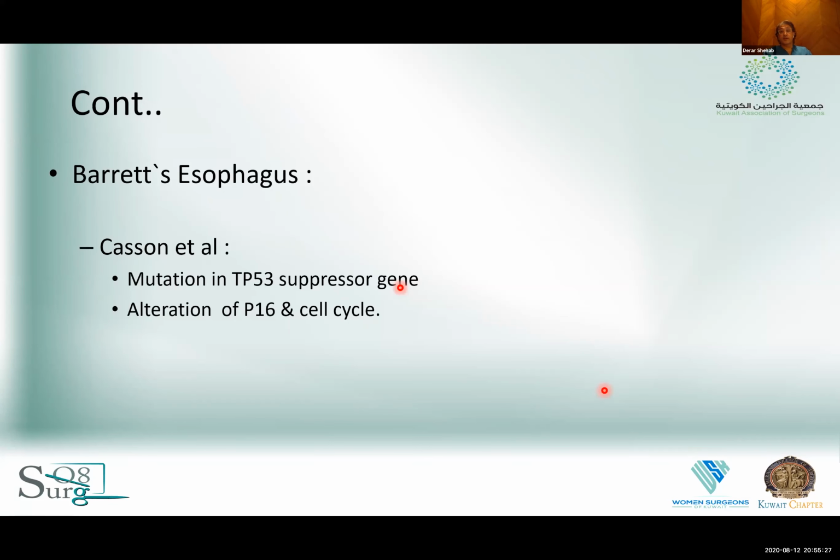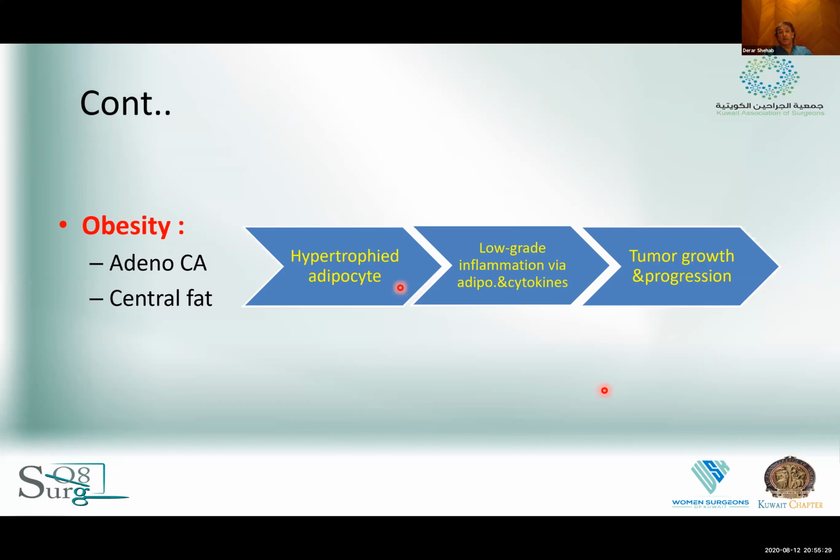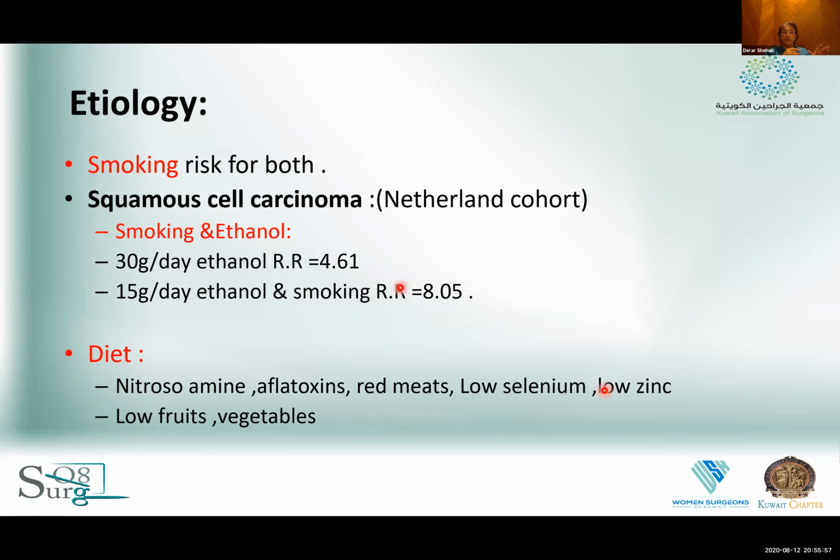Another risk factor for adenocarcinoma is obesity, especially in central obese patients. What happens is the hypertrophied adipocytes in those people will have a low-grade, continuous, chronic inflammation and release of cytokines. That inflammation and irritation will lead to tumor growth and progression. Again, smoking may be a risk factor for both, but for squamous carcinoma it is mainly smoking and ethanol together.